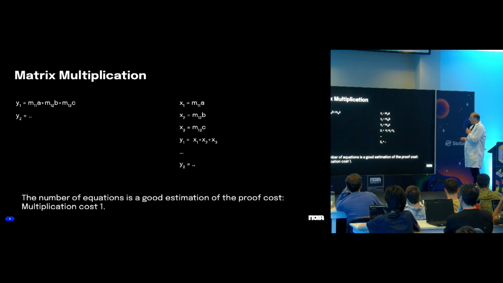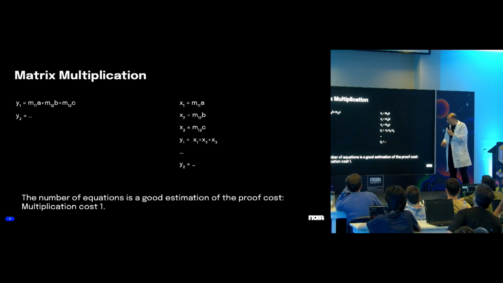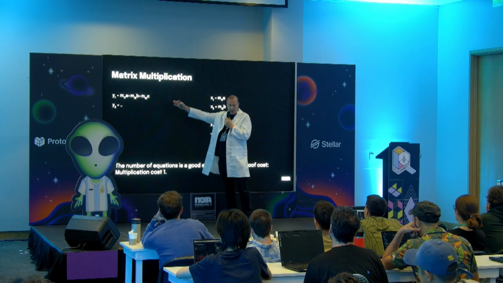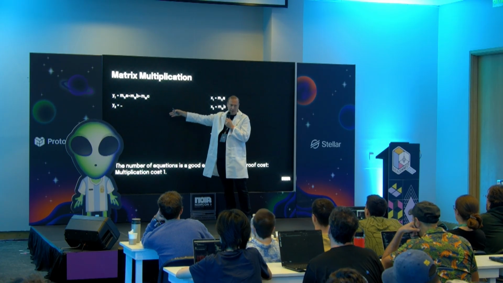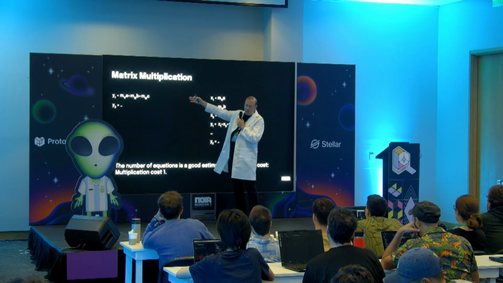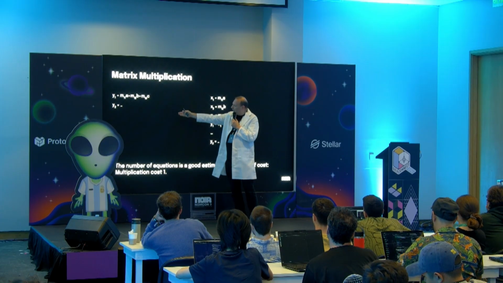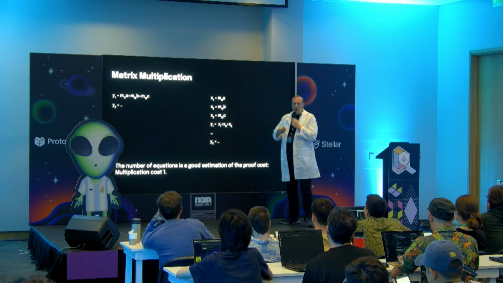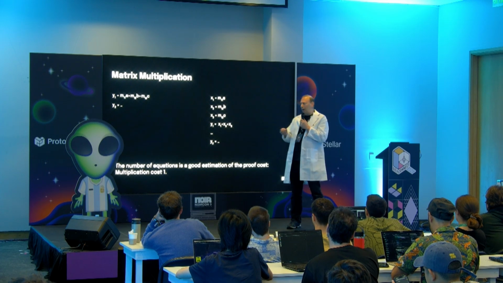Okay. So this is a very simple example. I want to multiply a 3 times 3 matrix by a vector. Matrix vector multiplication is very simple. You say, okay, this is an equation. I can do the same for the second coordinate and so on. So I already have my circuit. Well, not exactly.